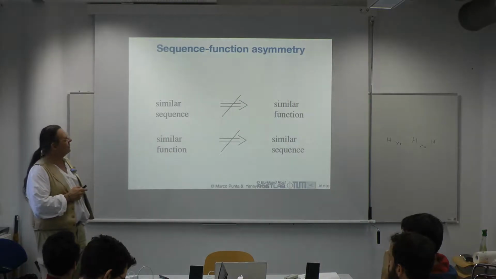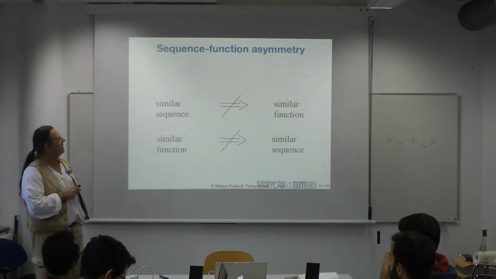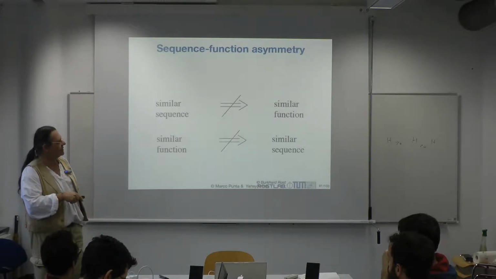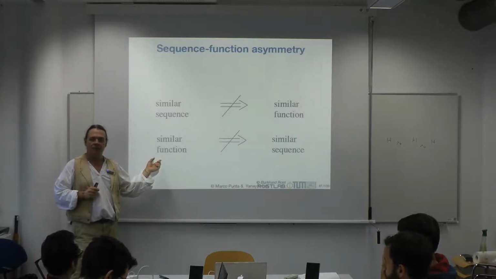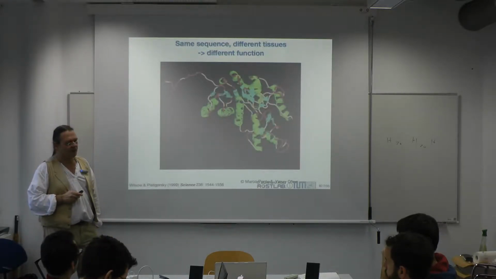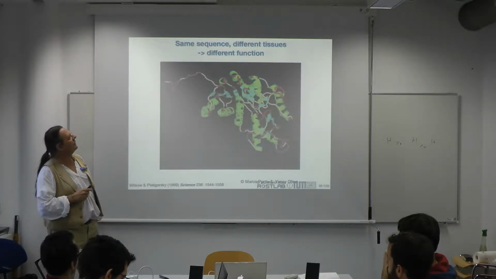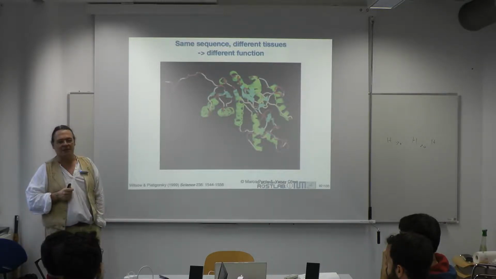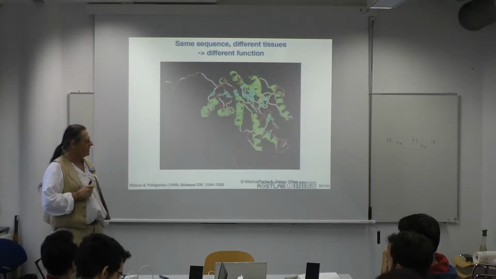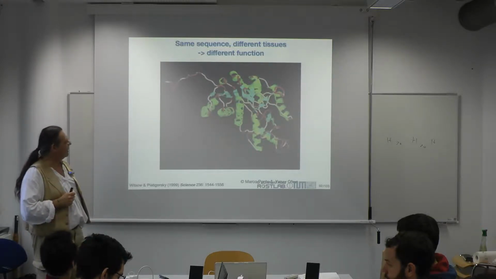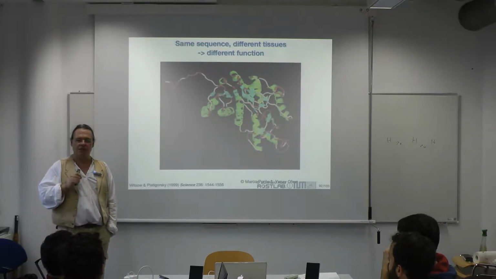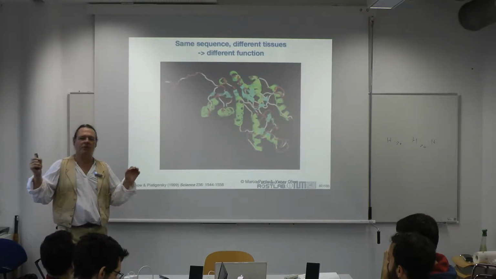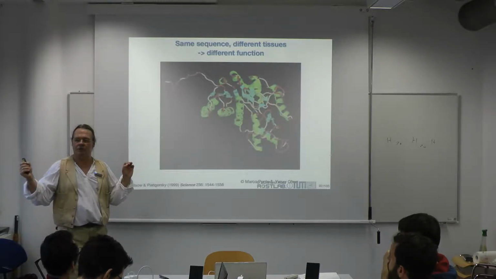And here, just a few exceptions. Not always does a similar sequence give a similar function. Not always does a similar function come from a similar sequence. So two different proteins can do the same thing, and two very, very similar sequences can do very different things. Here's an extreme example of that. In some sense, this is even more extreme than the question that you asked, where we have the same protein, same sequence, in two different tissues doing slightly different functions.